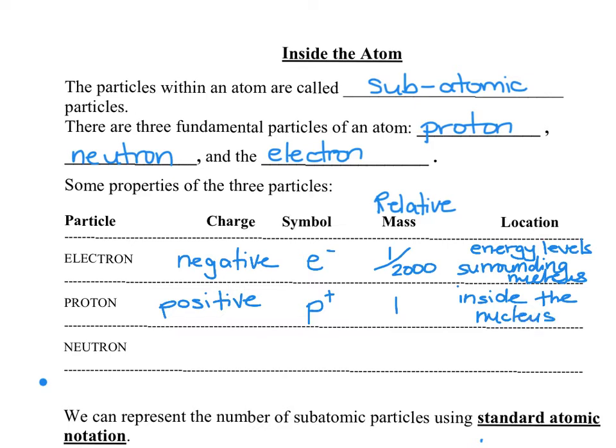The neutron is just like it sounds, neutral, so it has no charge. The symbol is an N with a little 0, which indicates no charge. Its relative mass is the same as the proton, so together the proton and the neutron make up the mass of the atom. And we also find it inside the nucleus.